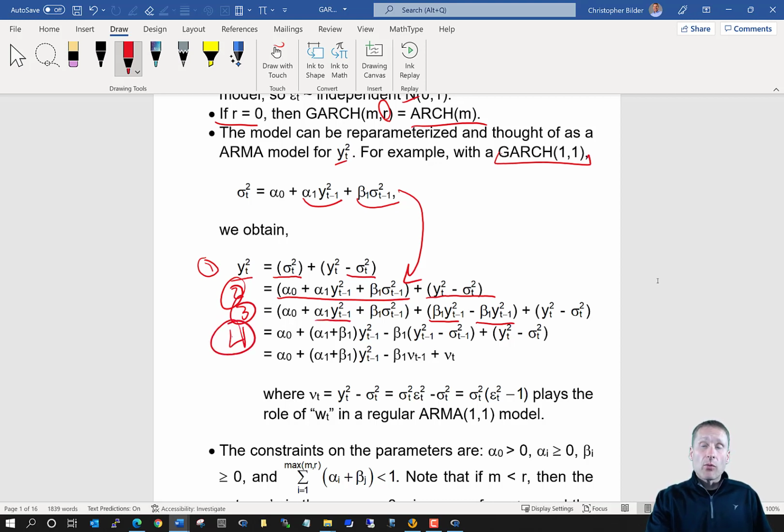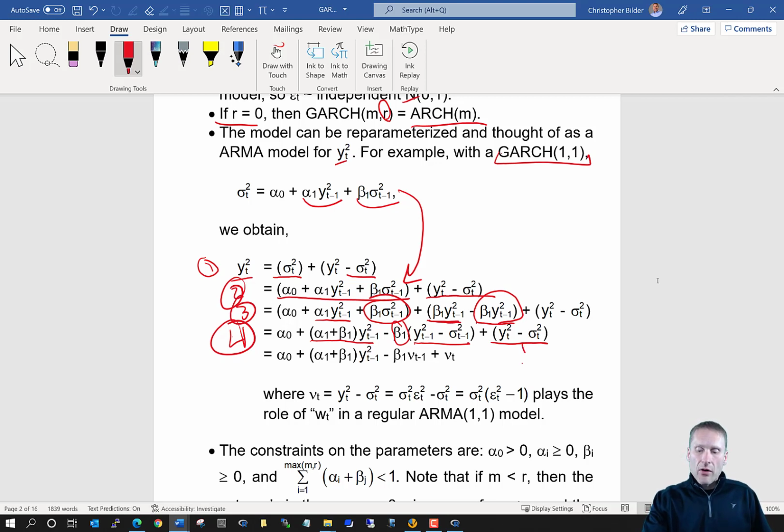We have an alpha 1 times y sub t minus 1 squared. We have a beta 1 times y sub t minus 1 squared. Let's put these together so that we have alpha 1 plus beta 1 times y sub t minus 1 squared. Also, we have a beta 1 sigma squared sub t minus 1 and a beta 1 times y sub t minus 1 squared. Let's put them together by factoring out the negative beta 1. And so this is what we get here. Notice how we have a y sub t minus 1 squared, a sigma squared t minus 1, and over here we have still that y sub t squared minus sigma t squared.